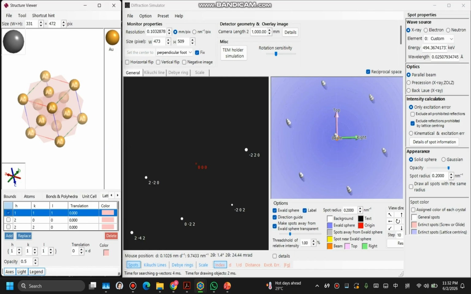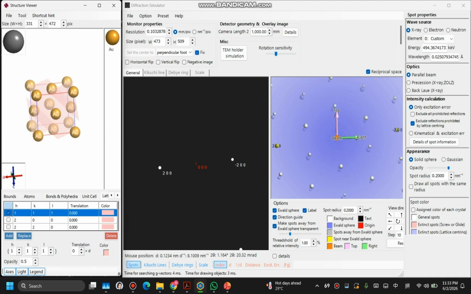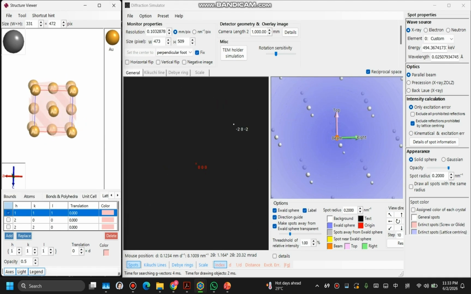So here is the simulated TEM diffraction pattern. We can see the black screen here. It shows the pattern diffracted on the screen, and also its reciprocal space on the right side screen. I want to show a famous thing here, which is that the reciprocal space of FCC is BCC.